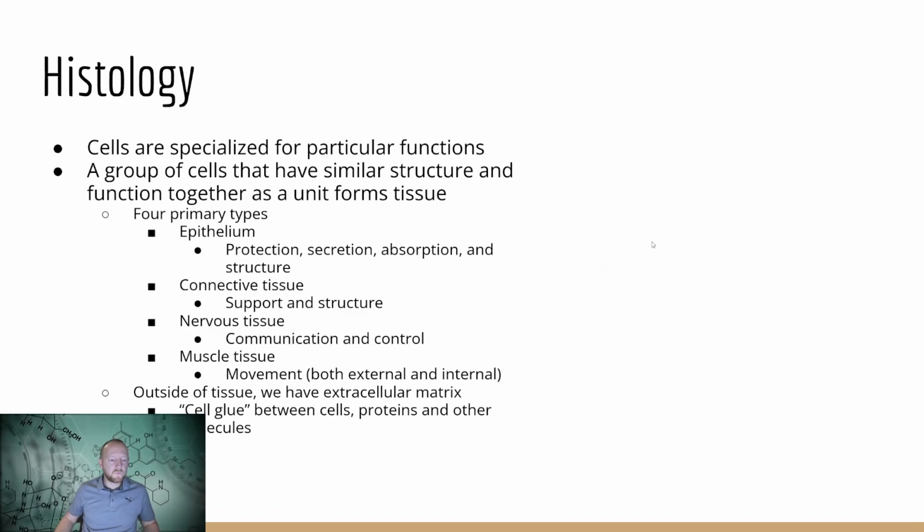Histology: cells are specialized for particular functions, and a group of cells that have similar structure and function together form tissue. So in histology, we're concerned with tissue, not individual cells generally. Four primary types: epithelium, protection, secretion, absorption, and structure, again found on the outside of tissues. Connective tissue, support and structure. Nervous tissue, communication and control. And muscle tissue, movement, both external and internal. Outside of tissue, we have extracellular matrix. It contains the cell glue between cells, such as desmosomes, proteins, and other molecules.